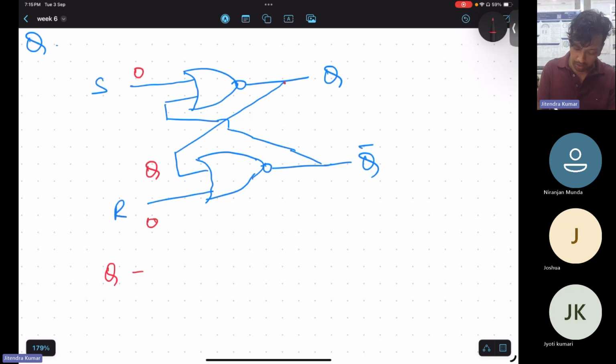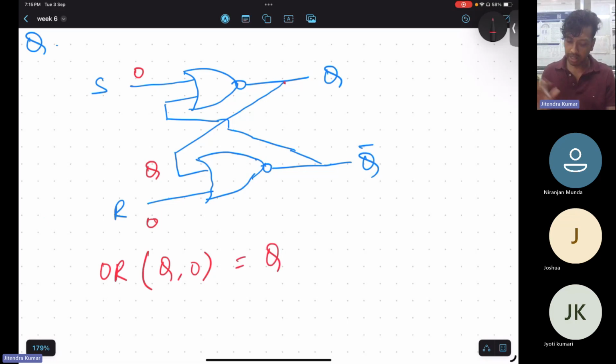Now Q and OR 0. I think the symbol of OR is correct, right? I have forgotten. Symbol of OR is correct or wrong? Anyway, let me write it as operator OR of Q and 0 is equal to how much? Q. Okay, if we apply the OR operation on Q and 0, Q will come. If you put 1 in place of Q, or put 0, it will give that much. If we put 1 in place of Q, Q will come; if we put 0 in place of Q, Q will come. Okay, agreed.